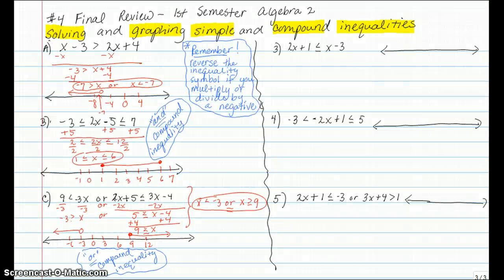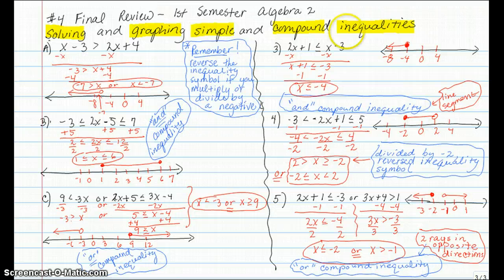Due to the limited amount of time, I'm not going to be able to go through letter C with you. Here are your problems for 3, 4, and 5. Just remember to reverse the inequality symbol if you multiply or divide by a negative. When you turn this back on, you will be able to see the answers for 3, 4, and 5. So here are the answers to 3, 4, and 5 for you. Let me get as much of C done before we run out of time.